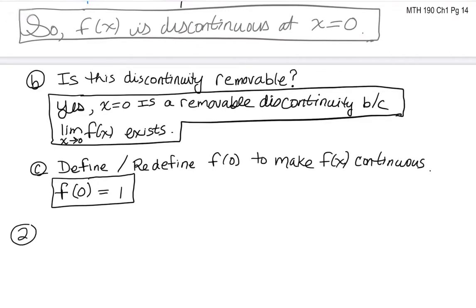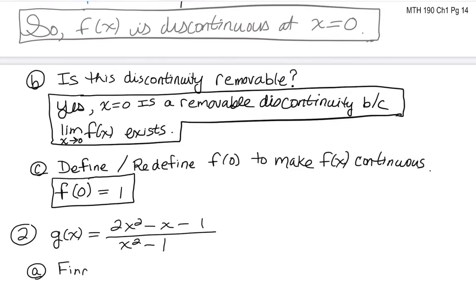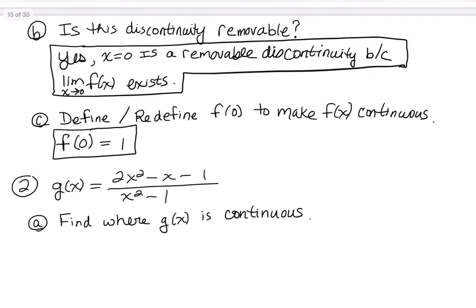Let's look at a function g of x equal to, we're going to do a rational function here, 2x squared minus x minus 1 all over x squared minus 1. And on this one, we'll phrase our initial question differently, just so we're always paying attention. Let's find where g of x is continuous. We'll want to be careful as we phrase our answer here. We still need to search for the discontinuities and then just throw those out, essentially, if we're trying to answer where the function is continuous.